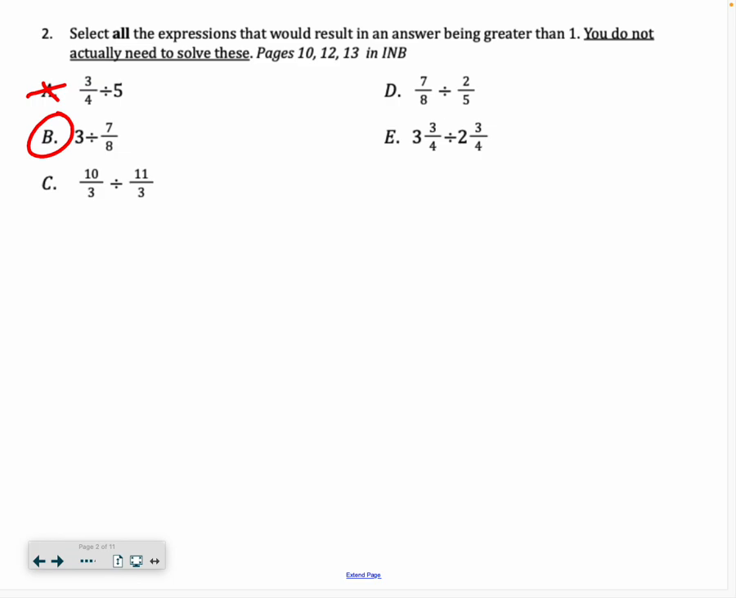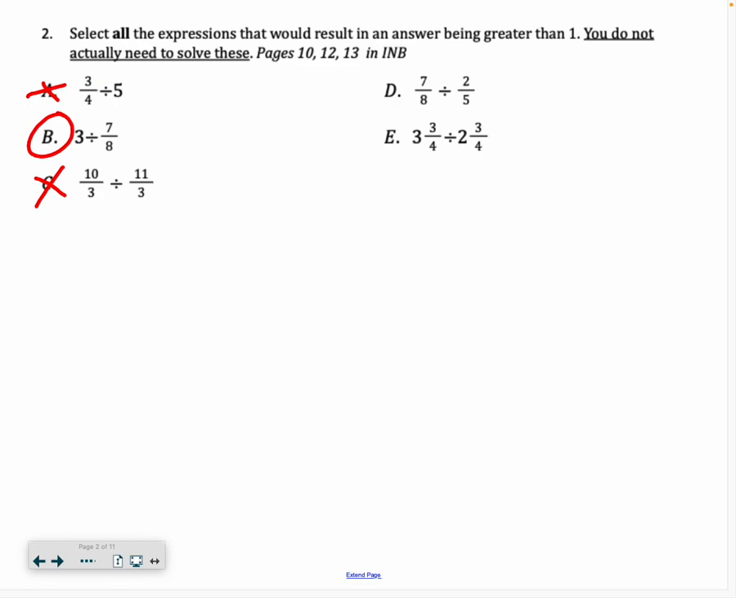C: 10/3 divided by 11/3. They're both thirds, so really we can focus in on that numerator, okay? 10/3, think of 10 1/3 pieces divided by 11 1/3 pieces. Because they're both thirds, that 11/3 would be the greater number, and so that one would not result in an answer greater than 1, because 10/3 is the lower value.